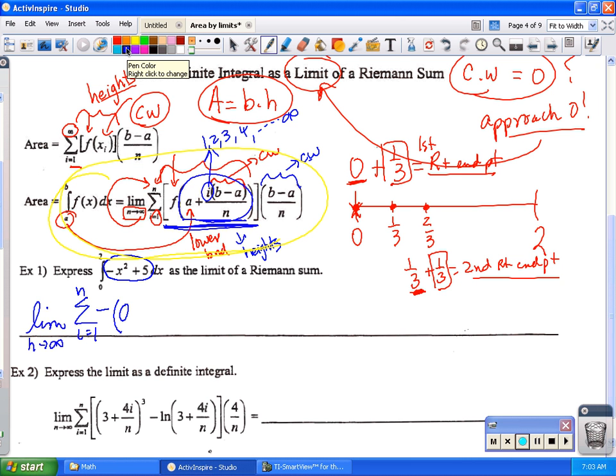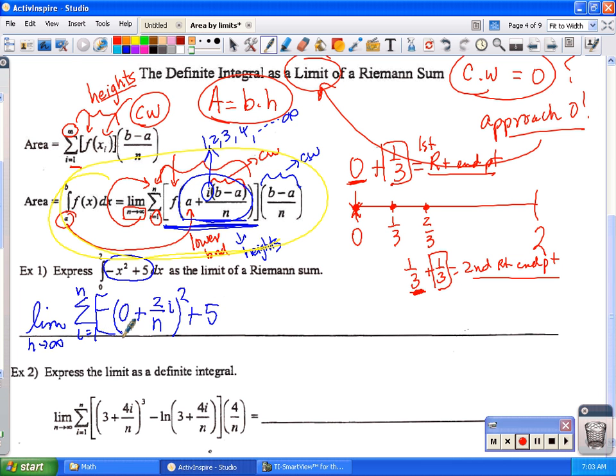So a is 0 plus, now I take the common width, which is b minus a, so that would be 2 minus 0, which is 2. Divide it by n, which is the number of subintervals. And there's my counter i. Now the i is important because that takes me to the first right endpoint, the second right endpoint, the third right endpoint, etc. So that's negative, and I put all of that stuff in place of x, squared, plus 5.